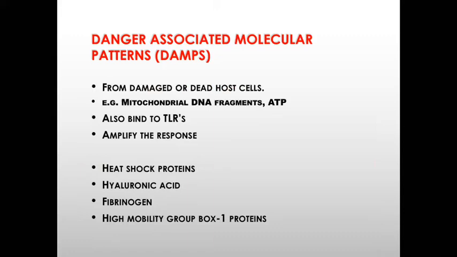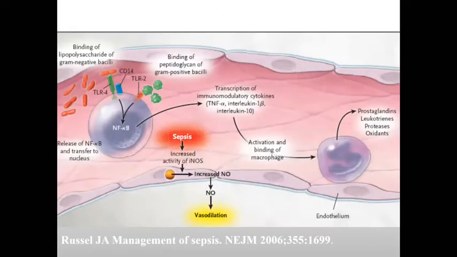And then the actual damage of host cells also can perpetuate and initiate this inflammatory response. And this is how, for example, ischemic tissue without any microorganisms can also initiate an inflammatory response. So this diagram, I think, shows it very nicely.